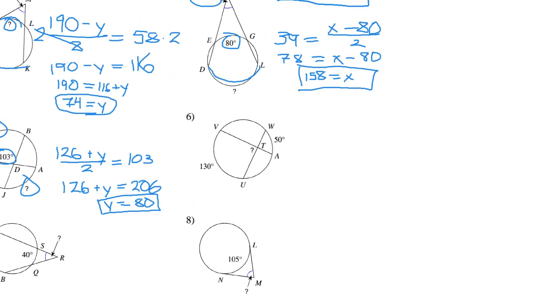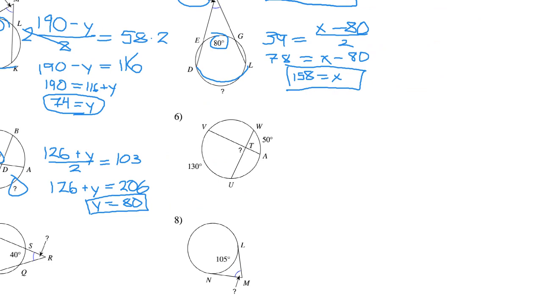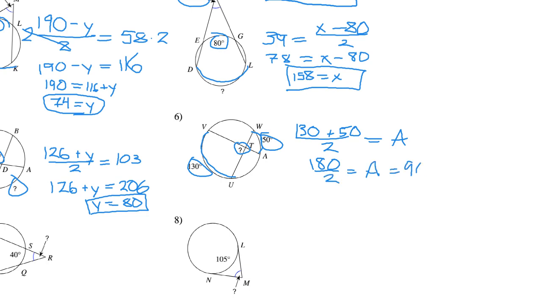Let's look at this next one. This is going to be a simple average. So we've got, let's see if we can label this, we know that this arc is 130. We know that this arc is 50. So we've got (130 plus 50) over 2, and that should give us this angle in here, which we'll call A, and that's going to give us 180 over 2 equals A, so A must be 90, because 180 divided by 2 is 90. Very cool.